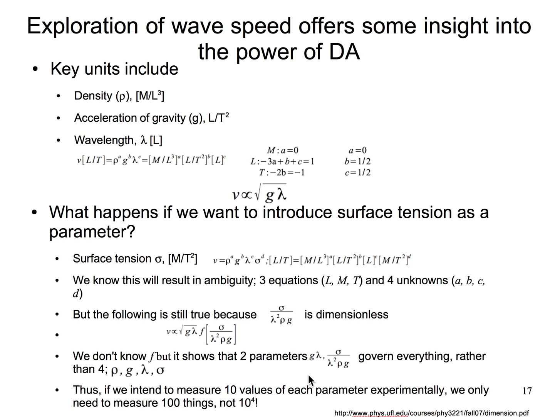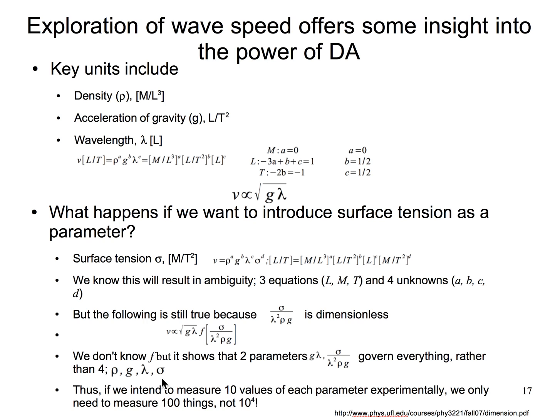So if we were going to go in the laboratory and measure things, presumably we can measure all this stuff to find a rule for how the velocity behaves. We could measure sigma, surface tension, the wavelength, density, and gravity, and group the data this way. And we have 2 parameters that describe everything rather than 4. Here are the 4 parameters. Now, what does that mean?